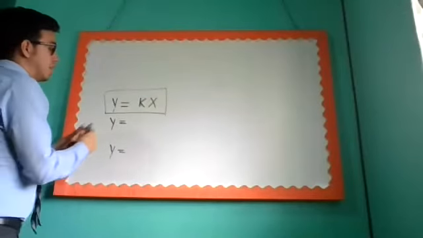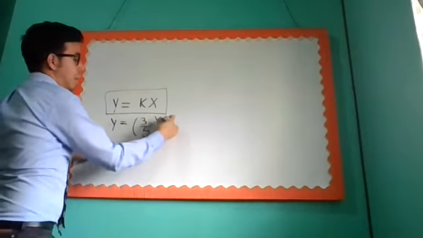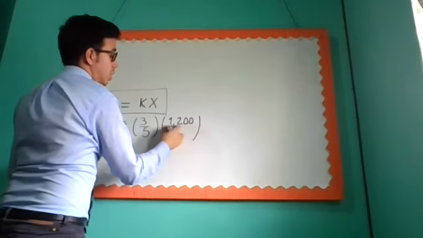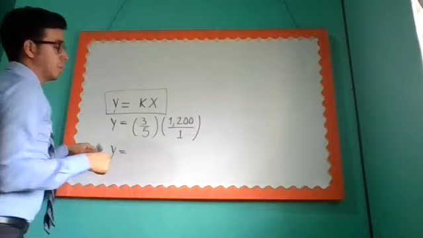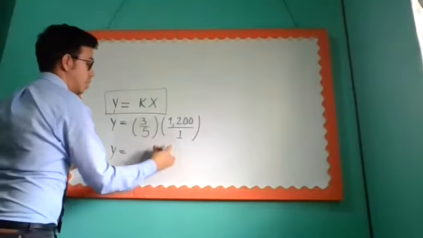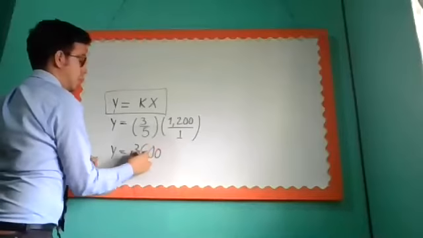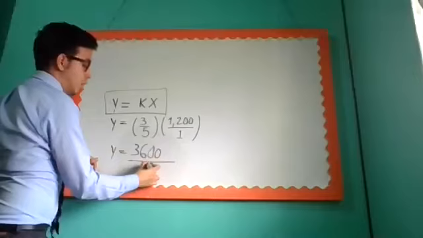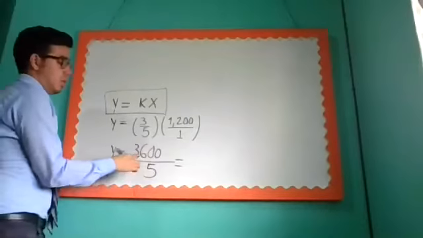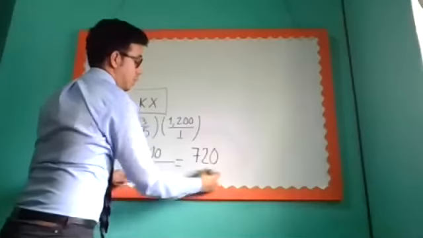So y is equal to 3/5 multiplied by x, that is 1,200. You can divide by 1 in here to solve the multiplication of the fractions. 3 times 0 is 0, 3 times 0, 3 times 2 is 6, and 3 times 1 is 3. When you multiply 5 times 1, you obtain 5. You divide 3,600 by 5, and you obtain 720.